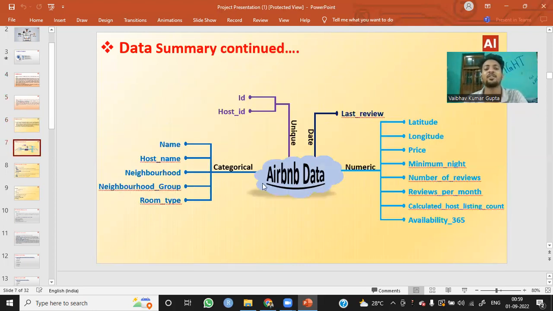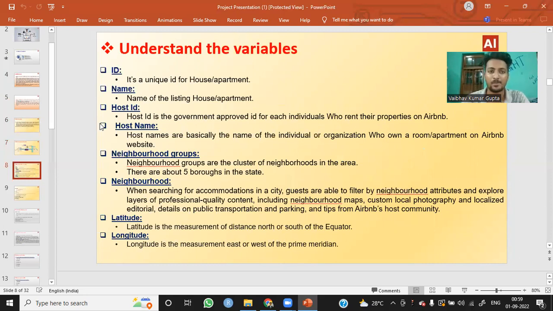We have categorical columns such as name, host name, neighborhood group, and room type. Then there are columns with unique values, such as ID and host ID, and we have a date column, last review. And we have numerical columns: latitude, longitude, price, minimum nights, number of reviews, reviews per month, calculated host listing count, and availability_365. So let's quickly move on to what we mean by these variables.